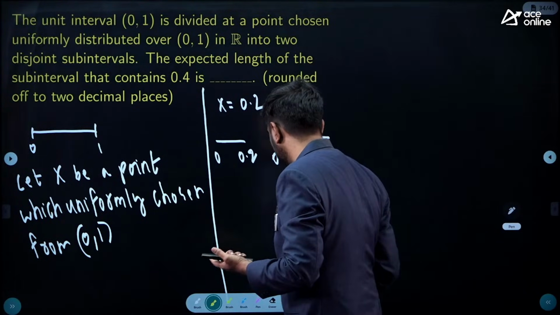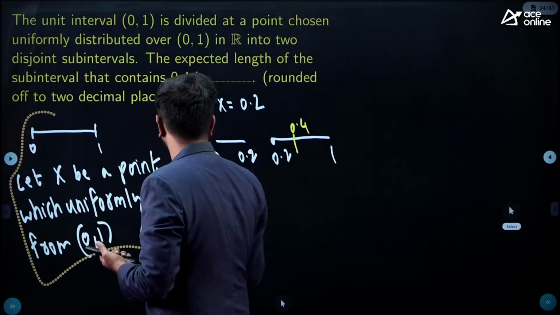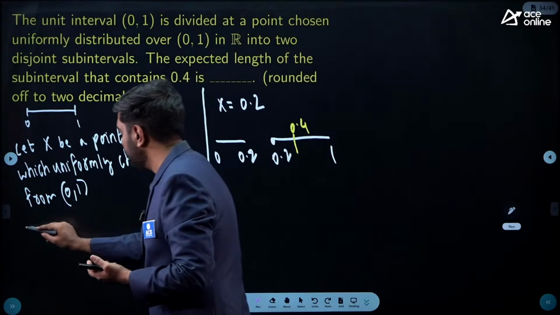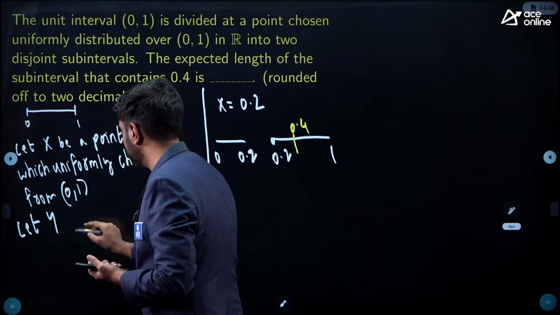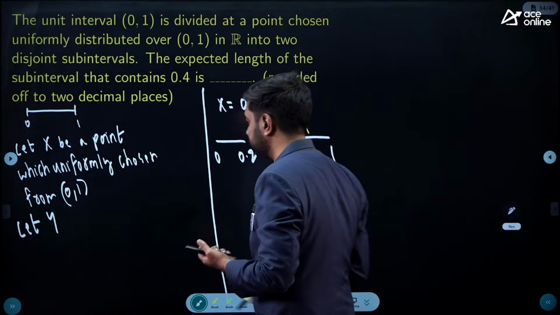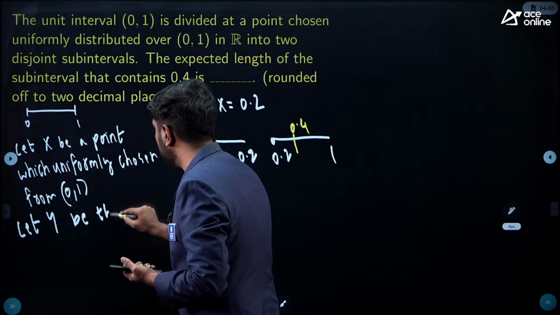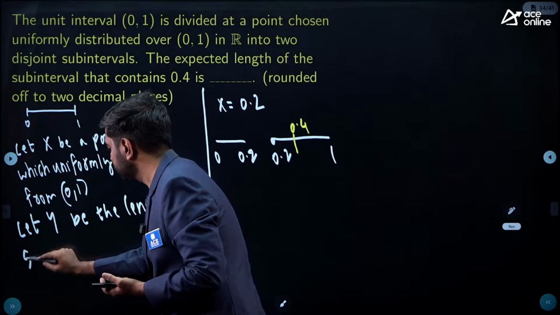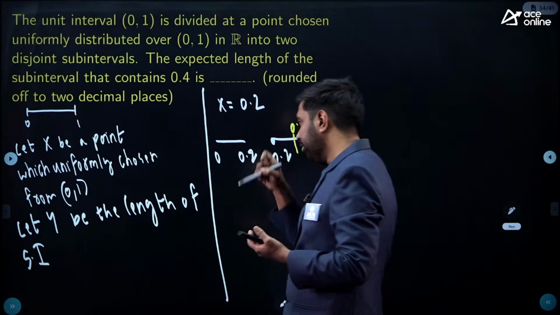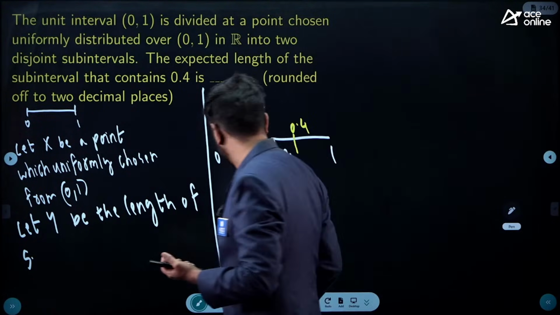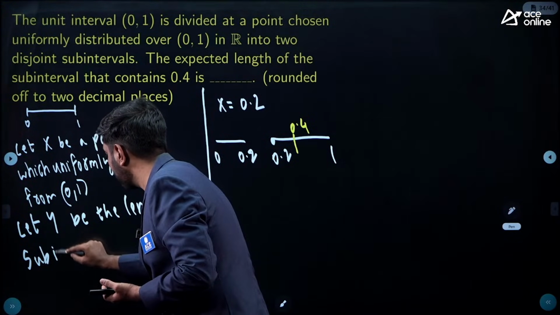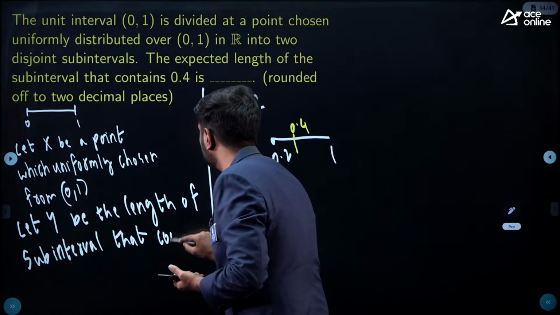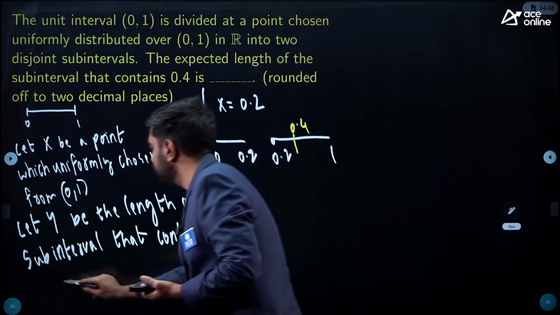I'll write one more description here. Let capital Y be the length of the subinterval that contains 0.4.